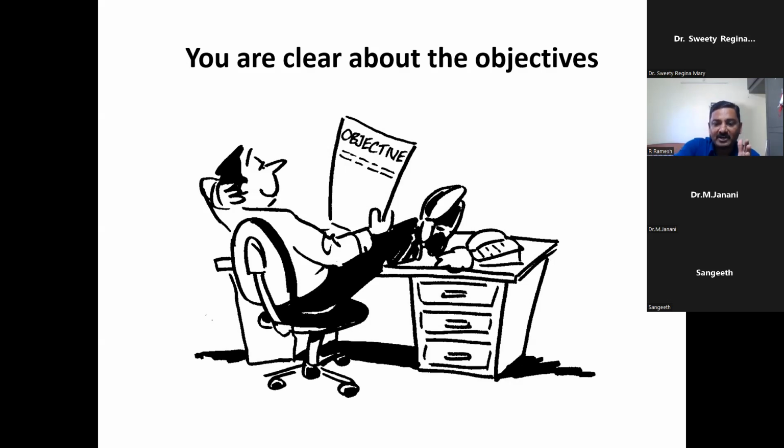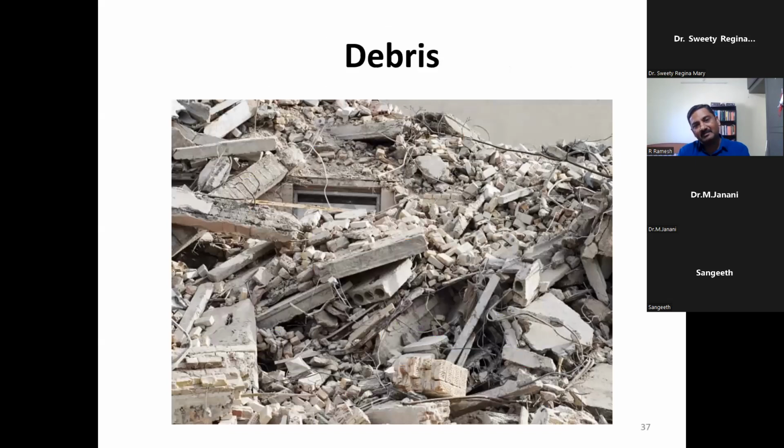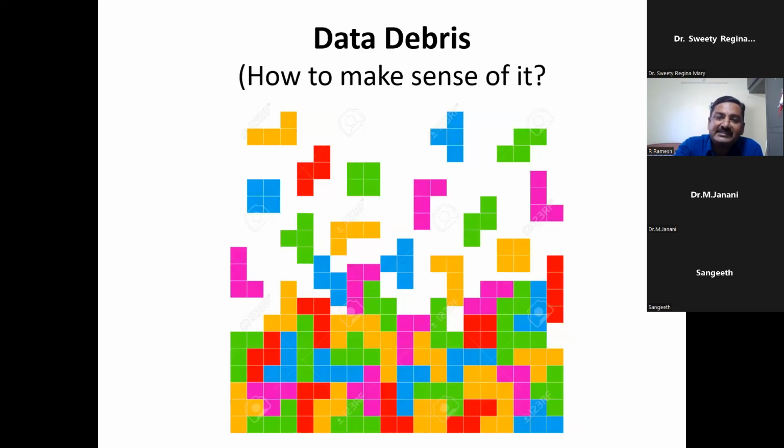Your focus must be priority, and it must take the reviewer, the reader, in one single line. Right, so that's what I said. So you have your data debris, and this is what I mean by debris. When you collected your data, this is how your data looks, and you have to make sense out of this.